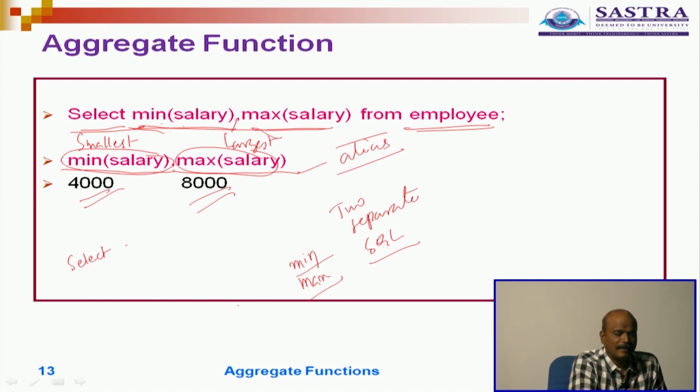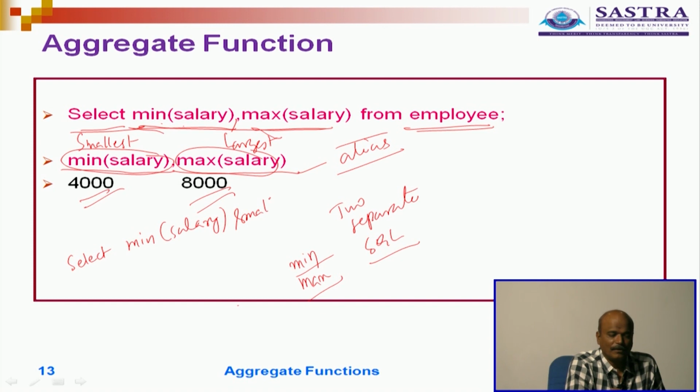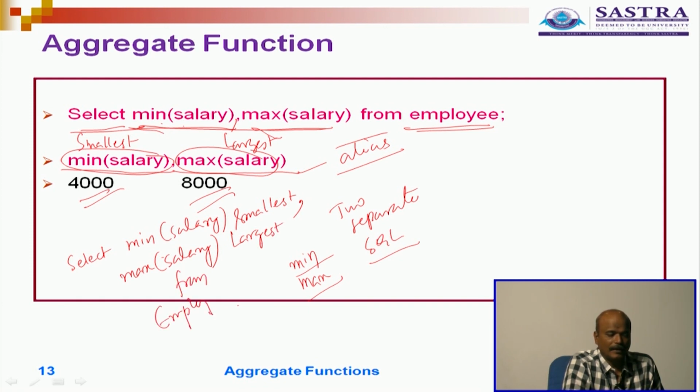So select min of salary. What is the new name? My new name is going to be smallest, comma. Then the next one is max of salary. And what is the column name? I want the column name to be largest, from employee. So this is going to be your command.